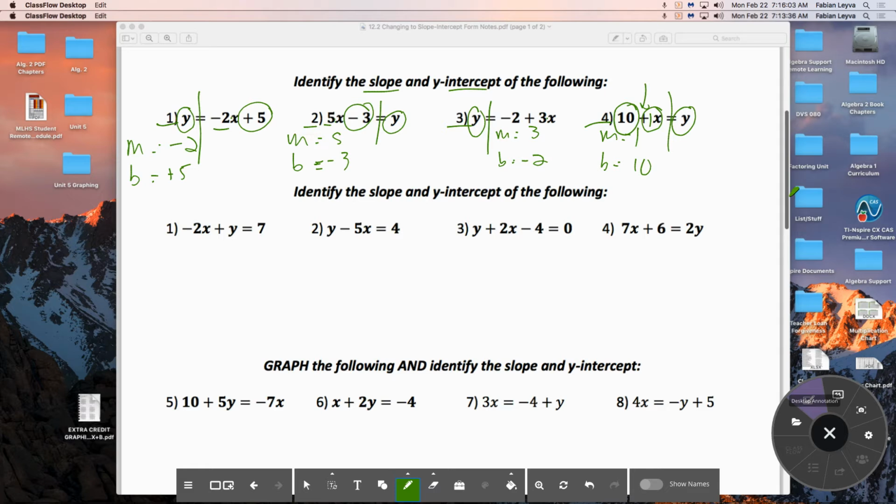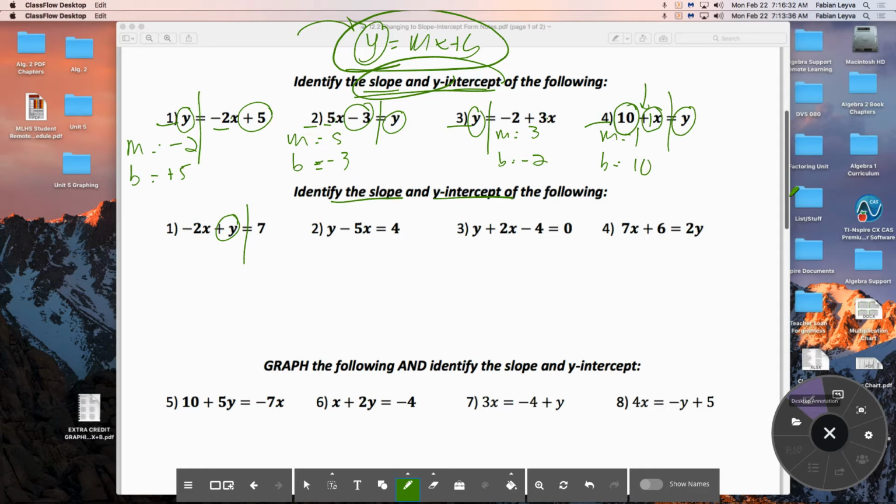Okay. All right, so let's identify the slope and the y-intercept of the following. Now let's look at my first one. Remember, in order to find your slope and your y-intercept just by looking at it, you need to have y equals mx plus b, aka your y has to be by itself. Notice that my y is not by itself, so there's no way you can identify the slope and the y-intercept. So what are we going to do? Well, we're going to make it y equals mx plus b. We're going to get the y by itself in order to identify the slope and the y-intercept.